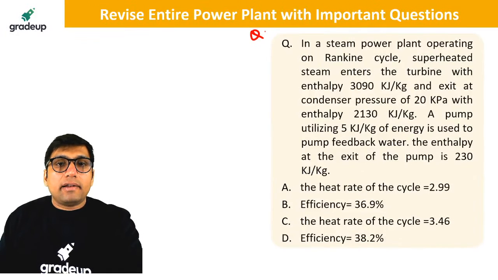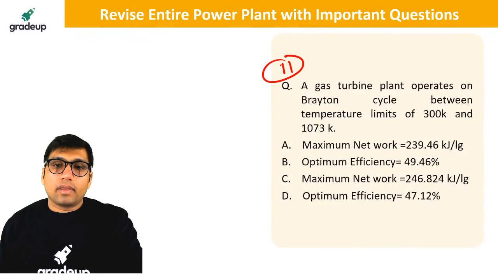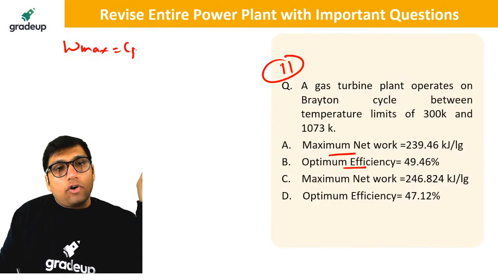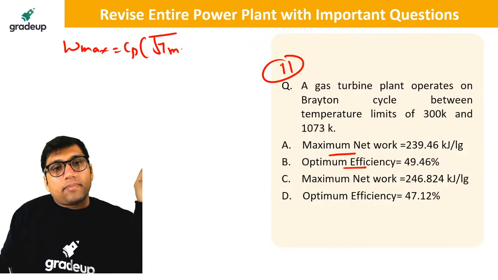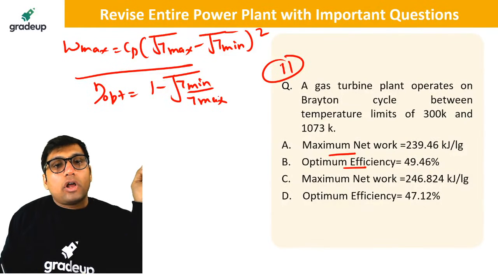This is question number 10. It is also homework. You can solve it. This is question number 11. This is also homework. You have to find maximum net work and optimum efficiency. So maximum net work will be equal to what? Cp times root of T maximum minus root of T minimum, whole square. And optimum efficiency for maximum work will be 1 minus root of T minimum by T maximum. You can use this formula for solving the question.